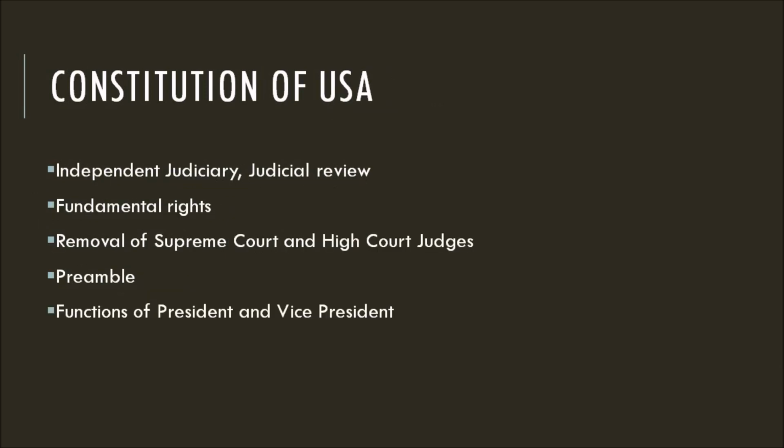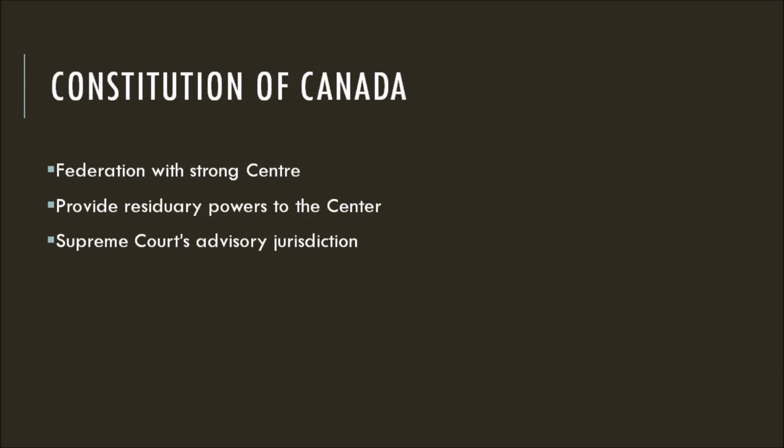Now let's see what features of the Constitution of USA we have in our Constitution. We have independent judiciary, judicial review, fundamental rights, removal of Supreme Court and High Court judges, the preamble, functions of President and Vice President. These things are borrowed from the Constitution of USA. Preamble is borrowed from the Constitution of which country is a repeated question in SSC.